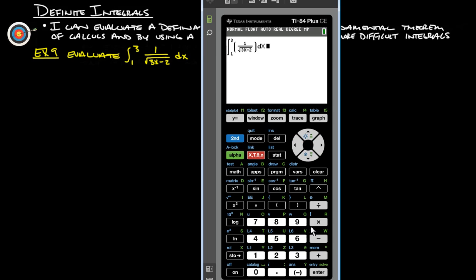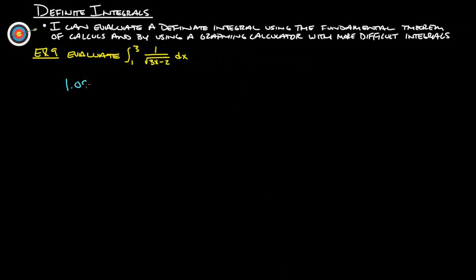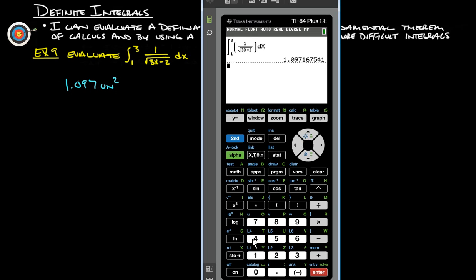And we're going to integrate this with respect to x. So we do all that, and it's going to calculate us out to be 1.097 units squared. Okay, so that's really all you need to do. I'm just going to pause this and put this in and show you on the graphing calculator as well, just to show that we should get the same thing.